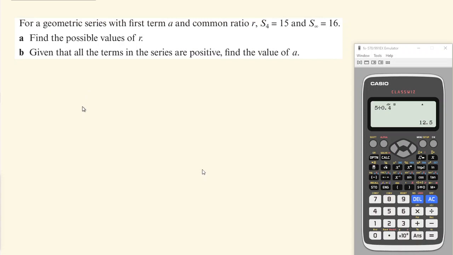The second example: a geometric series with the first term A and the common ratio R. We've got S4 is 15 and S infinity is 16. Okay, so this time we don't have any specific terms in the sequence, we only have series information, and we know that Sn is A times 1 minus R to the n over 1 minus R, and we know that S infinity is A over 1 minus R.